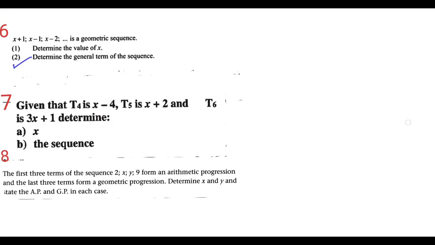Now I'm going to show you the second part. Determine the general term of the sequence. First of all, find the first term and common ratio. So substitute x equal to 3 into the terms of the sequence. x + 1, the x value we got is 3, 3 + 1 becomes 4, and so on. Now I put x equal to 3 into the last one here, this becomes 1. So on.